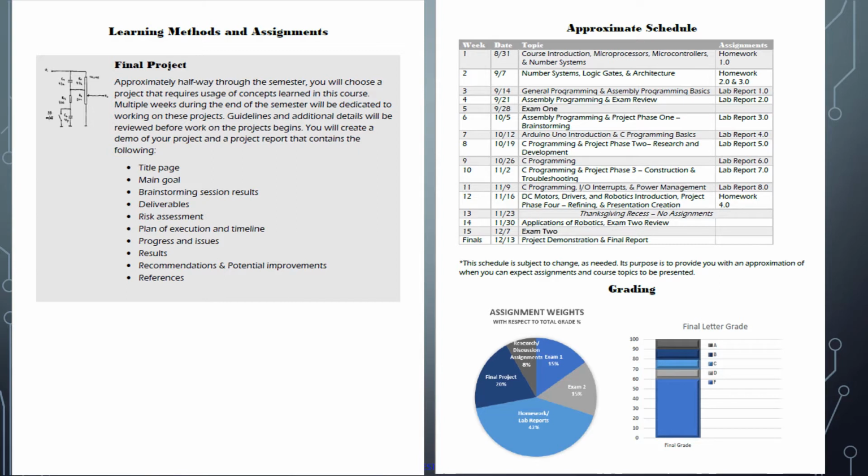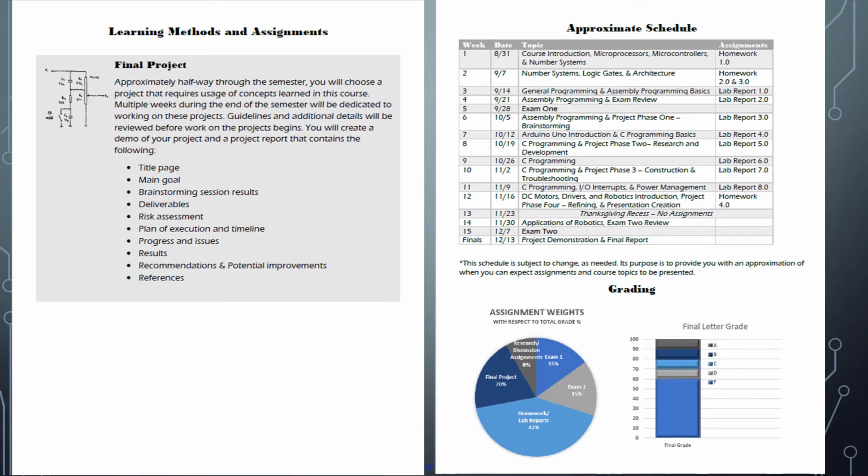So be thinking about what sort of project you could work on as we're learning these course concepts, how you could tie them in. As we learn different pieces of programming, different commands, things like that, you'll be expected to tie those into your final project. And you'll work on that as an individual.